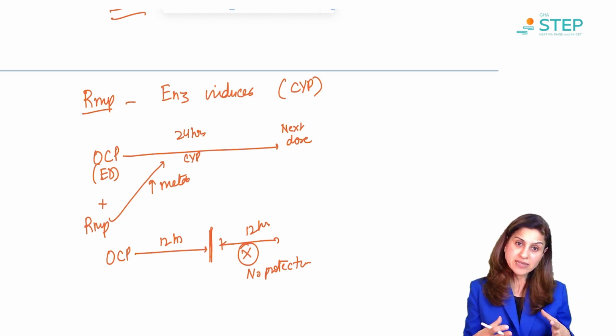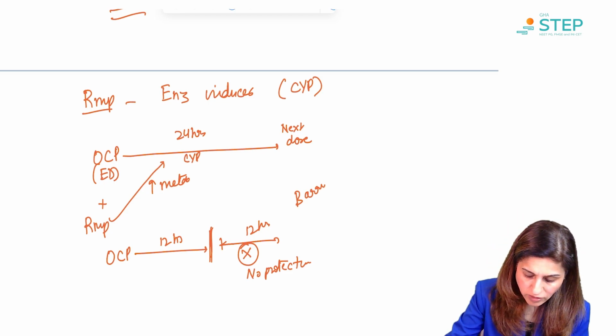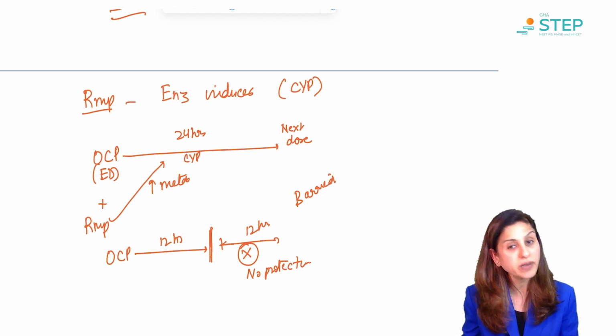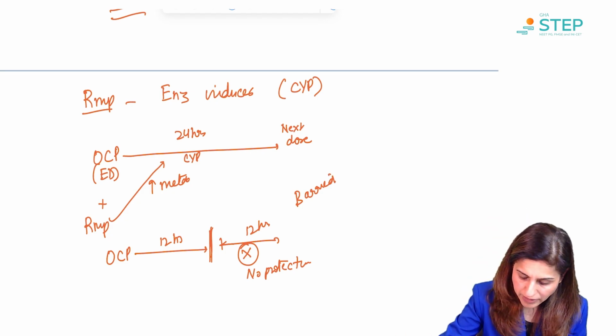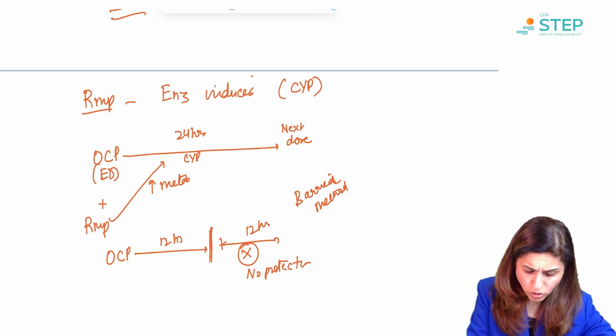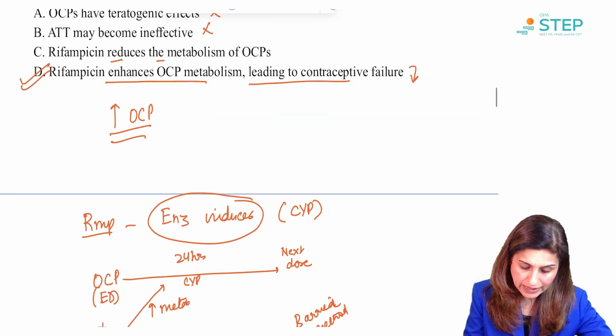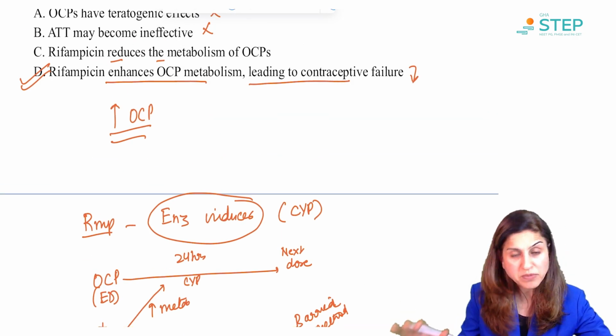So what is advised now here? That there should be an additional barrier method, because otherwise there will be unwanted pregnancy here. So a barrier method is advised here. That is the reason. So the correct answer is that it is an enzyme inducer, rifampicin, and therefore leading to contraceptive failure.